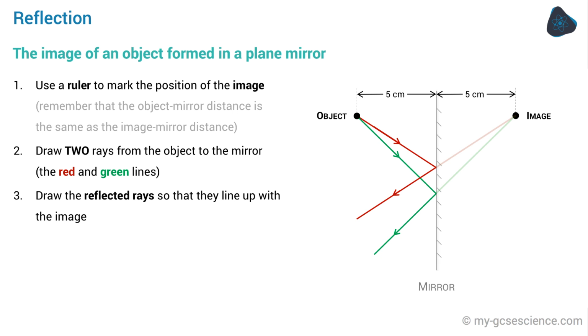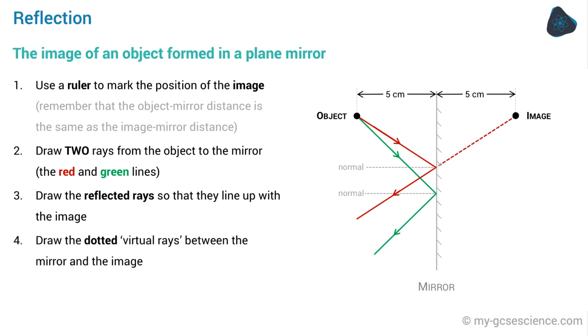Another way to check that each reflected ray has been drawn correctly is to draw in a normal at the point at which the ray struck the mirror. Remember that the angle of incidence should be equal to the angle of reflection. Finally, use your ruler to draw the dotted virtual rays between the mirror and the image.